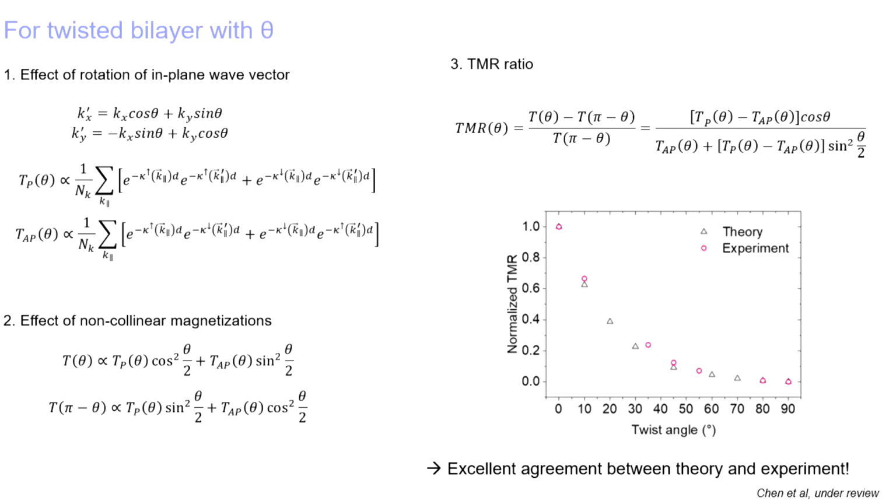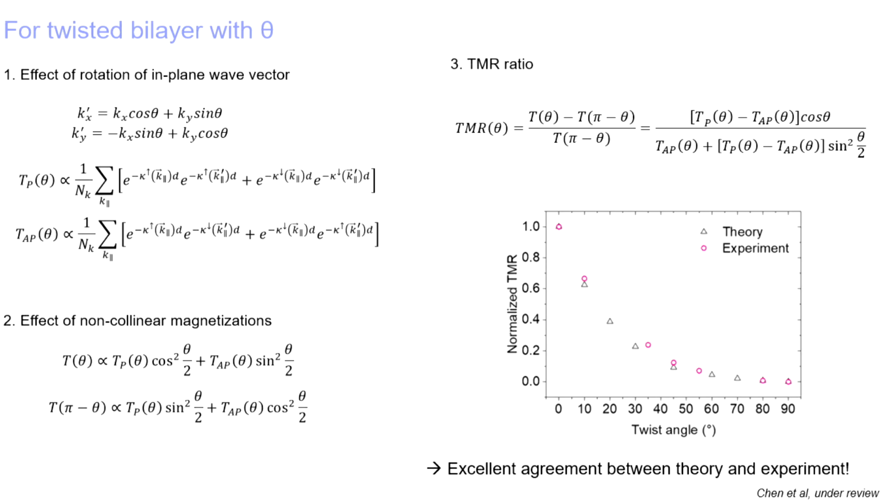Then what do we do? We use these kx, ky momentum-dependent evanescent wave function dependence, integrate over the first layer, and then we twist the second layer, and reformulate the momentum for the second layer, assuming coherent tunneling, and then we can calculate the tunneling magnetoresistance as a function of the twist angle. And we find excellent agreement between this theory and our experiment.